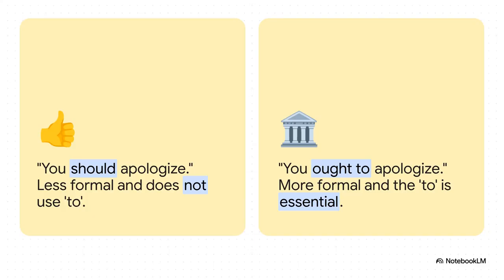Yeah, the difference here is really all about the tone. Both sentences are giving advice, but ought to just feels heavier, right? More formal. And its defining rebellious trait is that it is inseparable from its sidekick, to. You can say should apologize, but you absolutely must say ought to apologize. That to is totally non-negotiable.